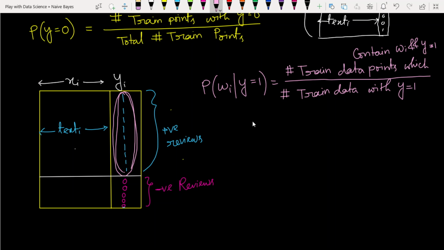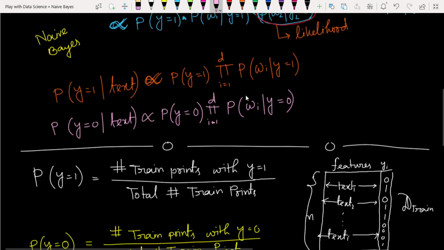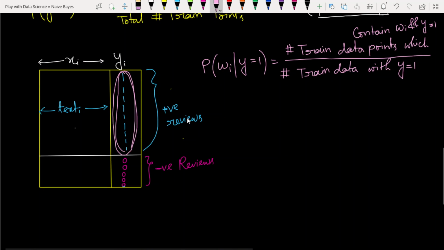So I think this thing is clear to all of you. How we calculated this likelihood probability for class 1, that is for positive reviews, the same thing we can easily do for the negative class also. Here instead of 1 we are using 0, the 0th class. We are just considering the second part of our data set, that is negative review data, and calculating the same thing.